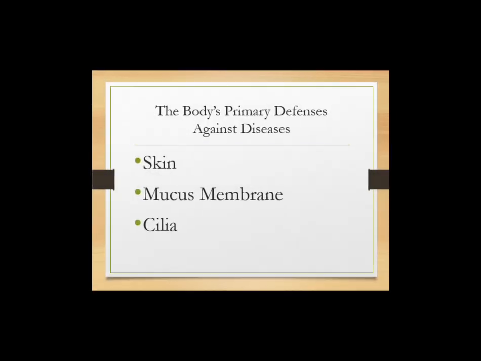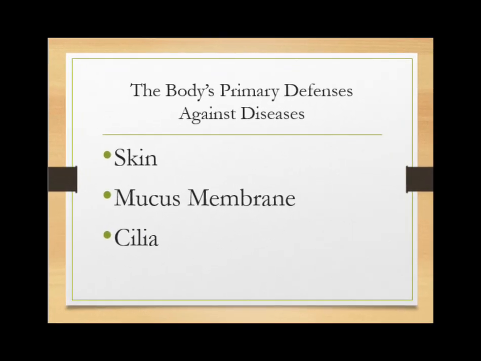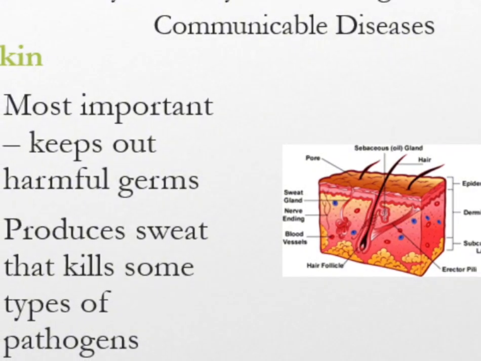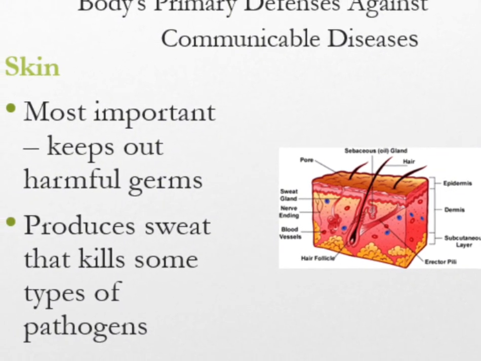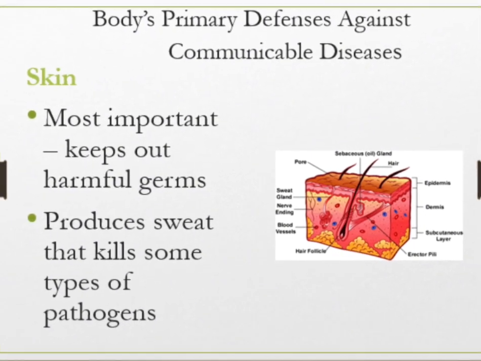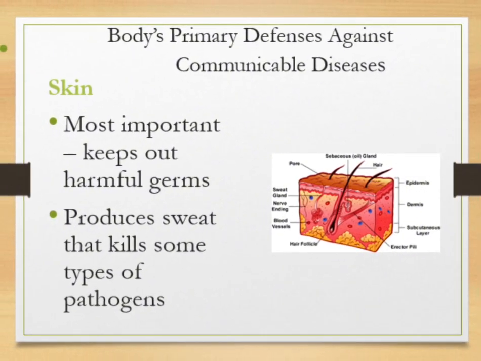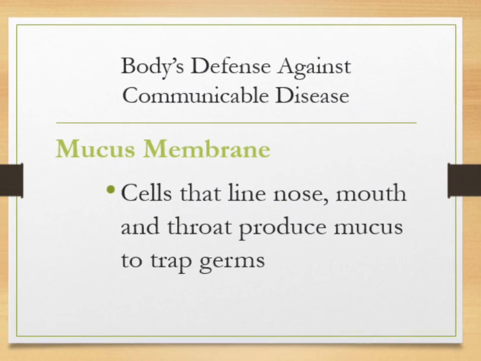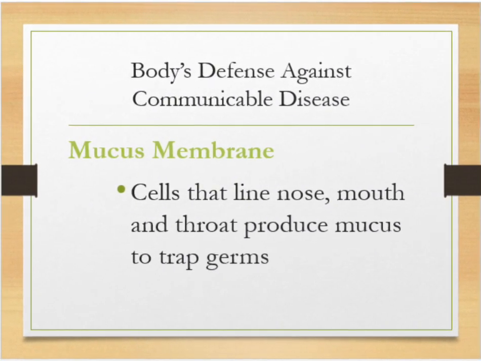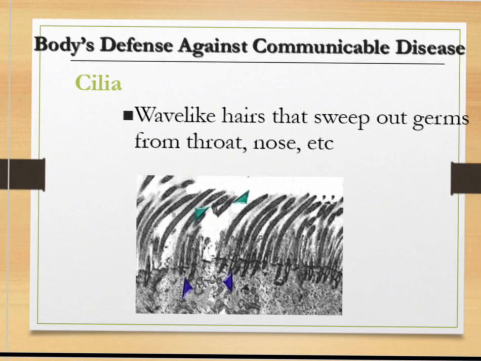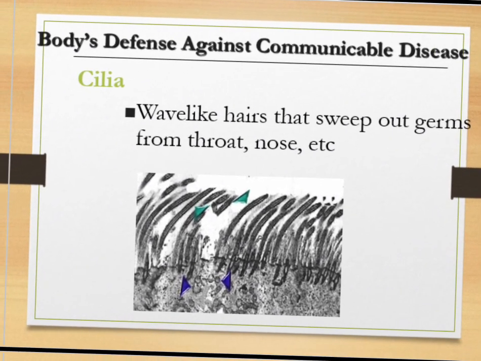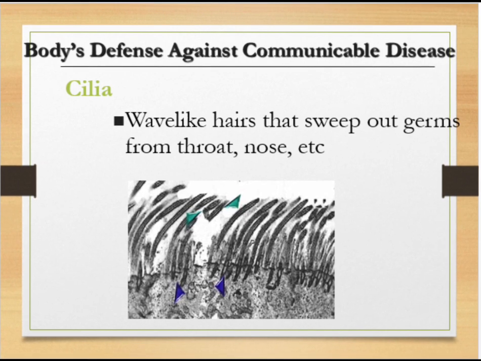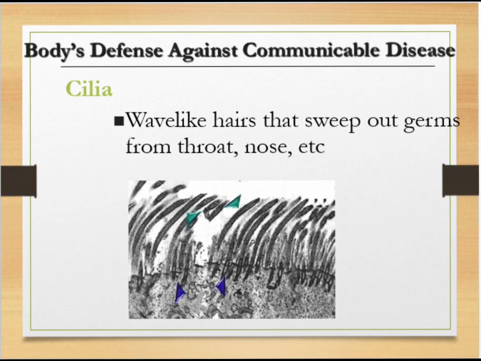Want to look at the body's primary defenses against diseases. We have skin, mucous membrane, and cilia. Let us look at skin. This is the most important. It keeps out harmful germs. It produces sweat that kills some types of pathogens. And then we have mucous membrane. These are the cells that line the nose, mouth, and throat and produce mucus to trap germs. Then we look at cilia. Cilia are wave-like hairs that sweep germs out from the throat, nose, and so on.